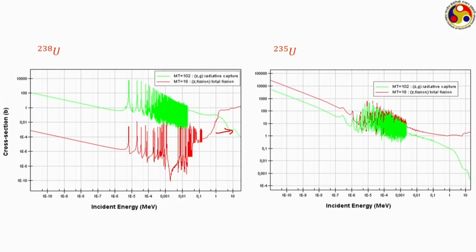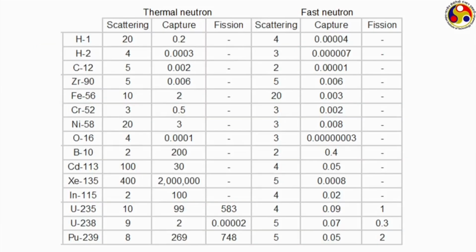Some numbers, just to focus on the previous points I have been mentioning, focusing on uranium-235 and 238 here. For thermal neutrons, uranium-235 has a fission cross section of 583 and a capture cross section of about 100, whereas the fission cross section is negligible for uranium-238 and its capture cross section is also quite small.